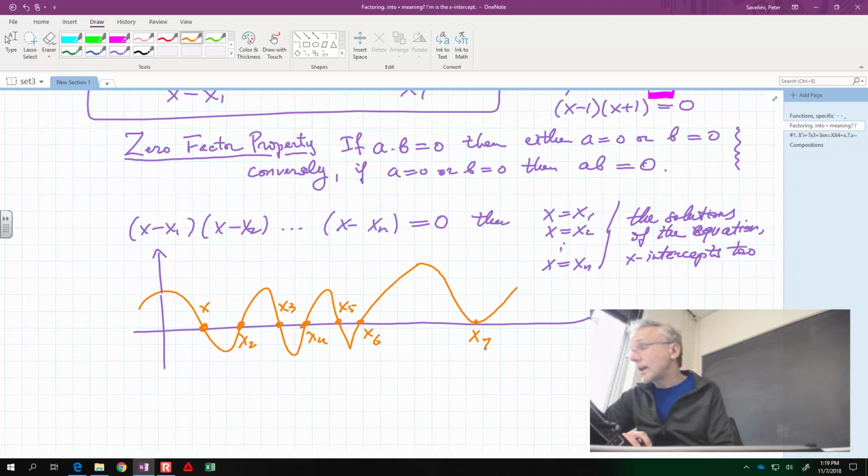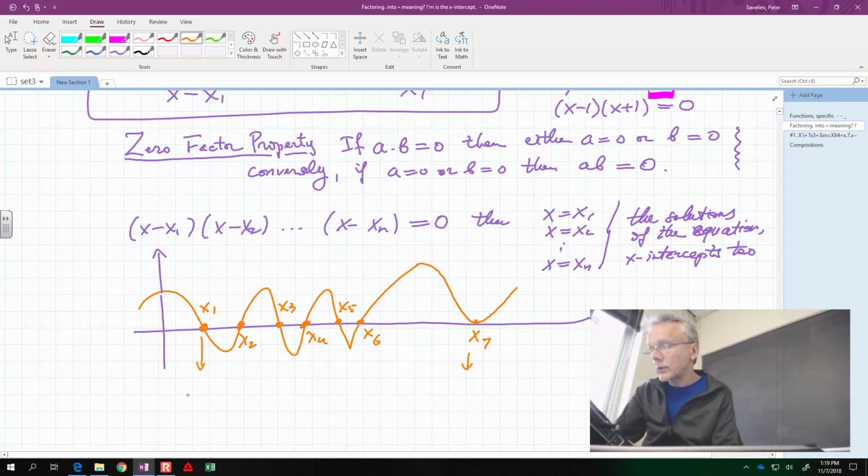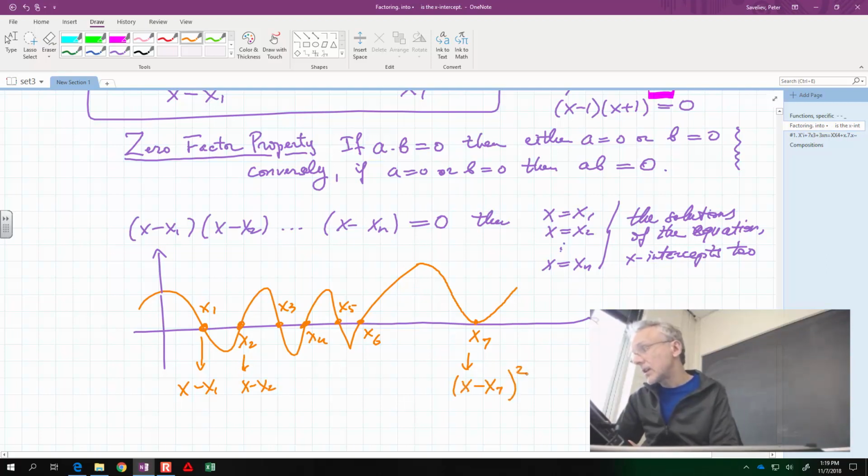So what does it mean when it is an x-intercept, it is a solution, but we look at the graph and it does not cross it? What does that mean? It simply means that, as an example, the factor that corresponds to, say this one, is x minus x1, that's the factor. This one is x minus x2, another factor. And this might correspond to x minus x7 squared.